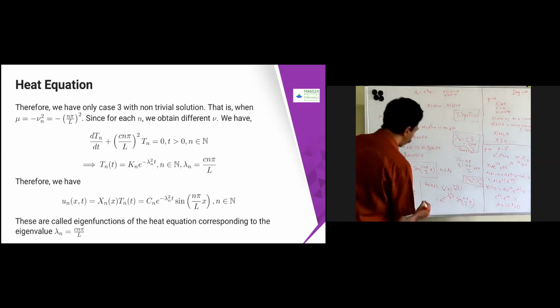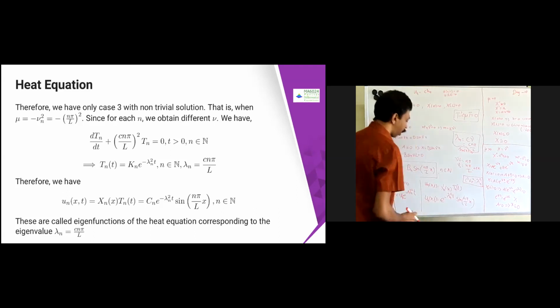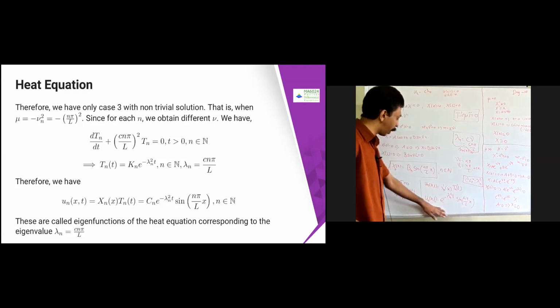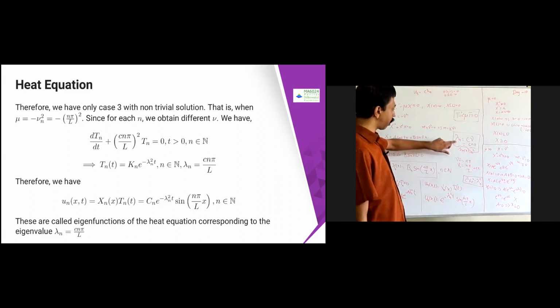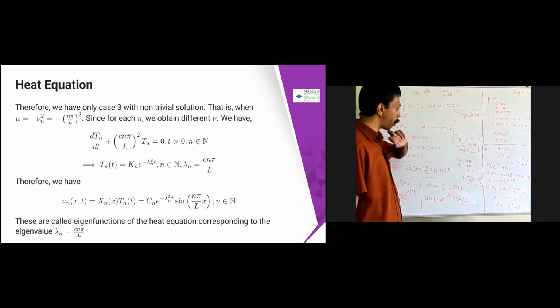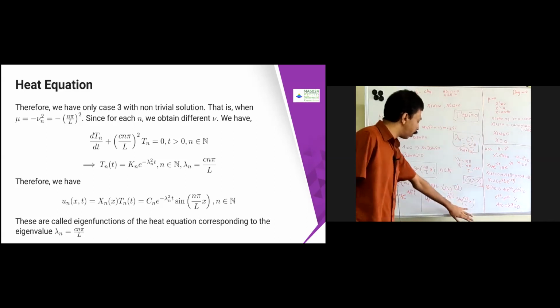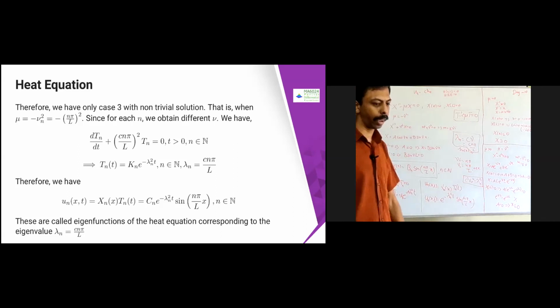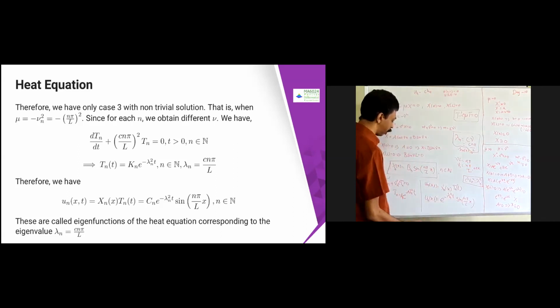So this function is called eigenfunctions, corresponding to the eigenvalues. This is called eigenvalues: lambda n is equal to c n pi by l. So corresponding to this eigenvalue, this is the eigenfunctions. Okay, this is usually called eigenfunctions.